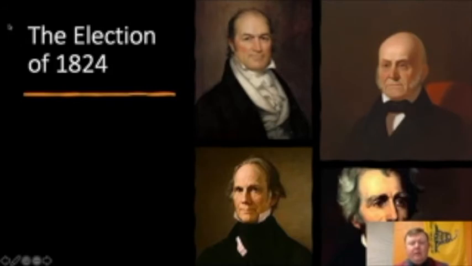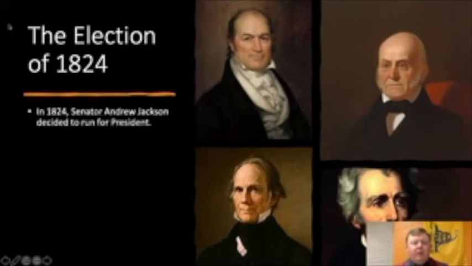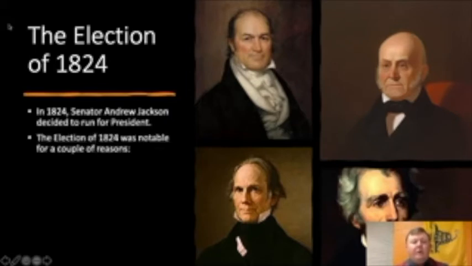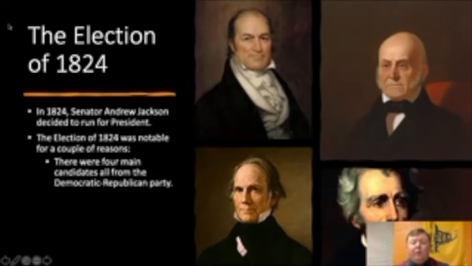We're going to start off with the election of 1824. In 1824, Senator Andrew Jackson from Tennessee decided to run for president of the United States. The election of 1824 was notable for a couple reasons. First, there were four main candidates, all from the Democratic Republican Party. So we have four men, all from the same party, running for president. That we definitely don't see anymore. It also was notable because the election of 1824 ended without a clear winner.